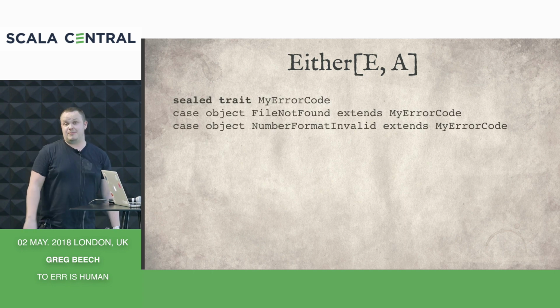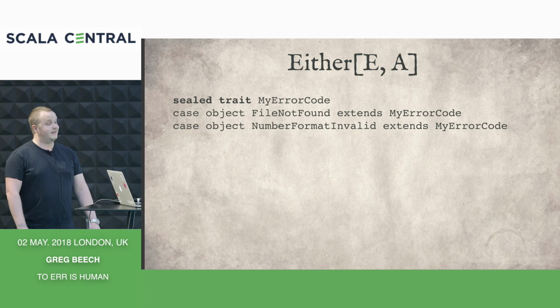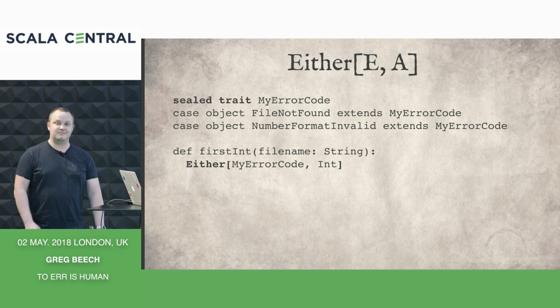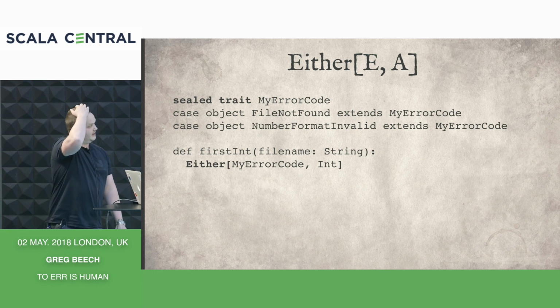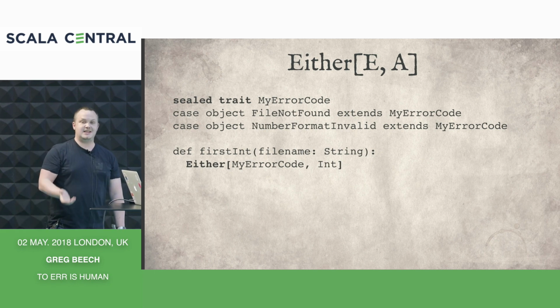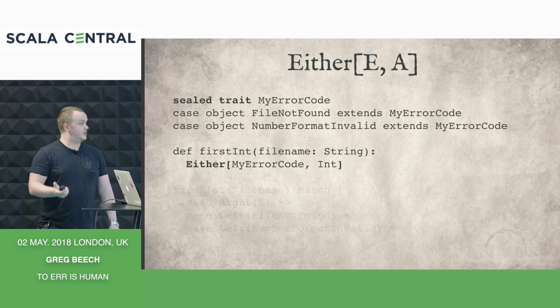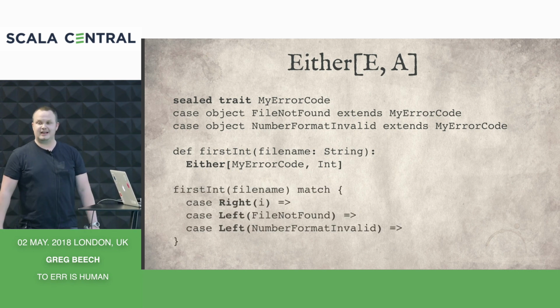So for this file function, we might define a couple of error codes: file not found and number format invalid. And then we can declare our function to use the Either. So this basically means when we read the integer, it's either going to return one of these error codes or an integer. To handle it, match on the right case, match on the left case.